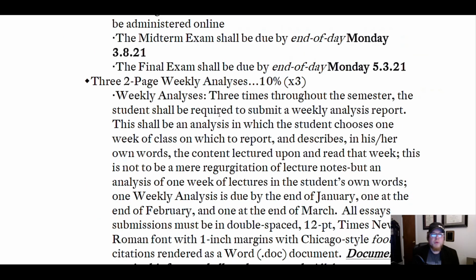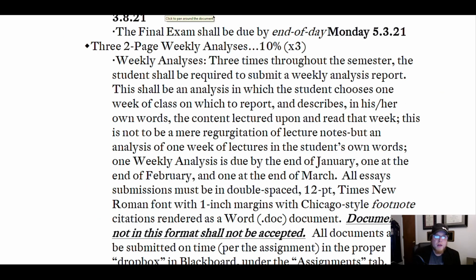Then you've also got these weekly analyses. So let me explain these. You've got 3 2-page papers to do all semester long. These are called weekly analyses. Now, whereas the exams are each worth 35% a pop, so they're pretty significant in terms of their weight, these weekly analyses are each worth 10%. So if you don't do them, the highest grade you can make is a C. So make sure you get these in.